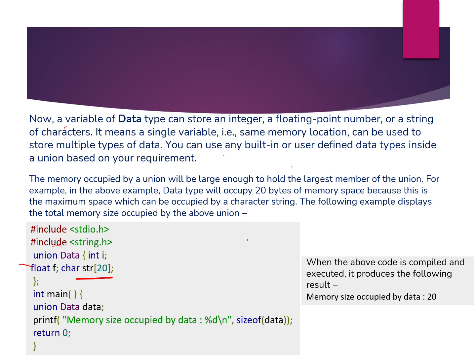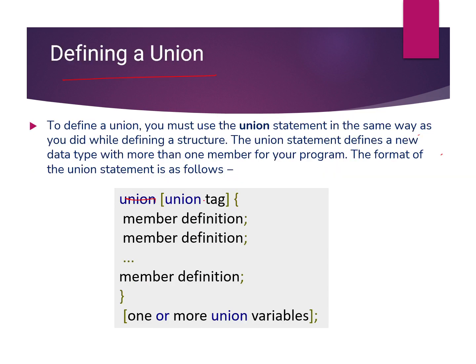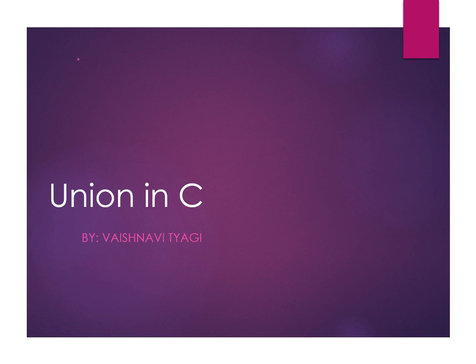So when the above code is compiled and executed, it produces the following result, that is, the memory space allocation of the data is 20. If it's the same as a structure, let me explain it side by side. So if I have a structure here, named data, containing int f, float a, and a character b[20]. These were all the three variables.